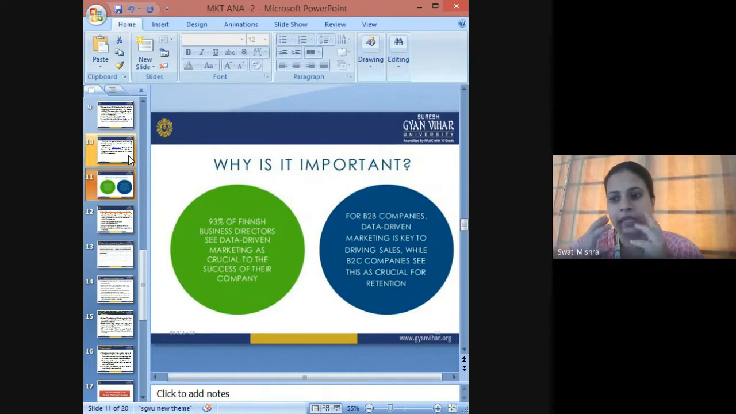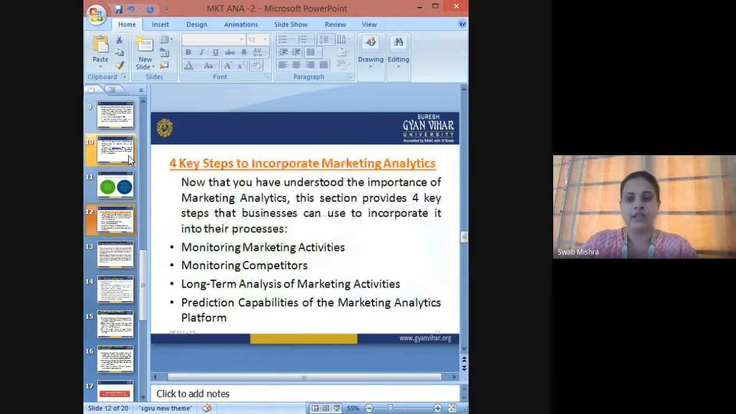So for any B2B company, data-driven marketing is the key to driving sales, while for B2C companies, they see this as a very crucial option for earning retention. That is what makes marketing analytics such a crucial aspect for the success of every company today. And that is where the importance of marketing analytics actually lies.